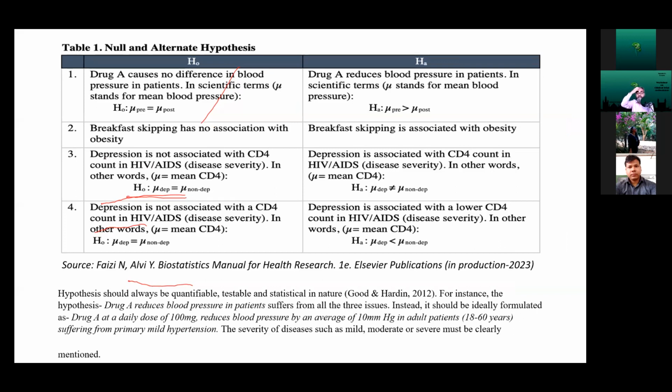If you say drug A causes no difference in blood pressure in patients, and again, this is a very badly framed hypothesis. I've written this in our book downstairs: drug A reduces blood pressure in patients suffers from all three issues. For example, it should have the dose, 100 mg, and what BP reduction are we talking about, all of those things.